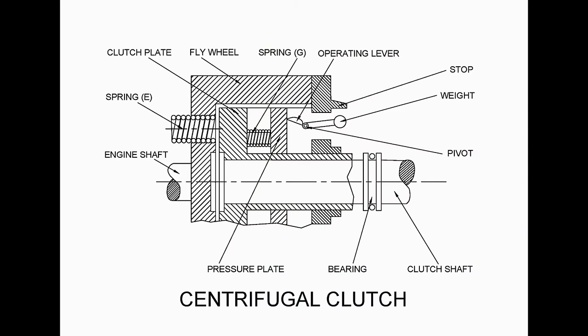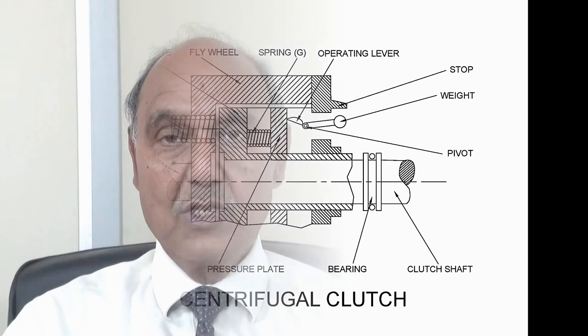In this type of clutch, the force required to disengage or engage the clutch is centrifugal force. As the speed of the engine shaft increases, centrifugal force comes into existence. With further increase in speed, the centrifugal force also increases. This causes the contact between flywheel, pressure plate, and clutch plate. So the clutch is engaged and motion is transferred to clutch shaft.